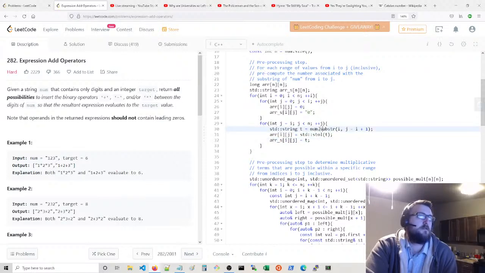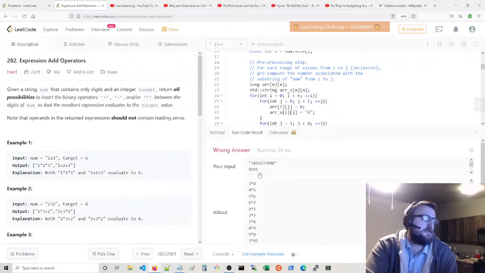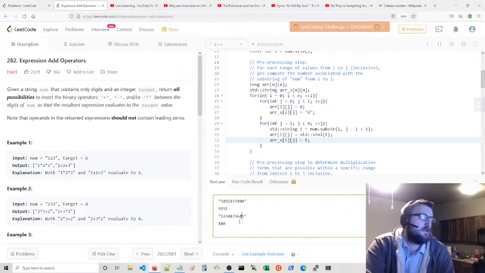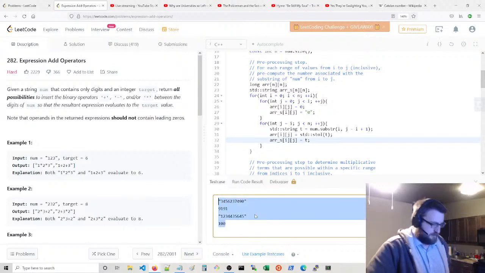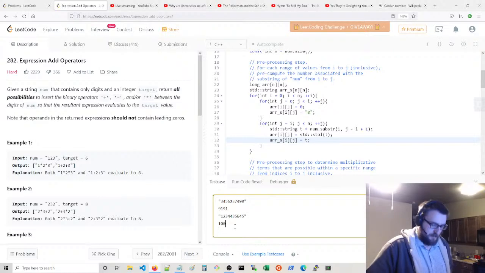Oh no, you know what? This doesn't work well with leading zeros actually. I'm looking at it. Oh no. Actually, no, we can make the first one leading zeros.